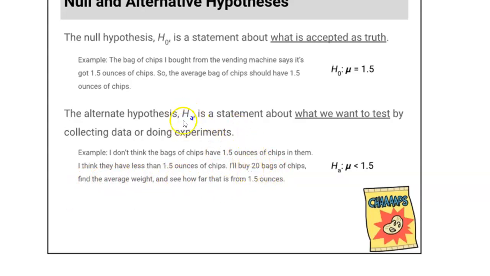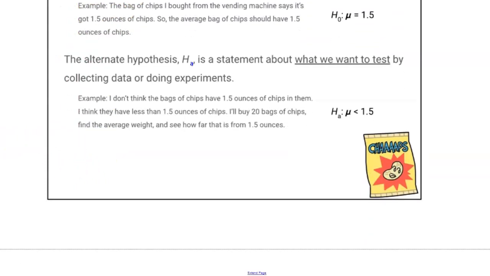Notice that when I'm trying to test a null hypothesis against an alternative hypothesis, I need to collect some sort of data or do some sort of experiment. That data is going to be my evidence, and I'm going to try to use that evidence to say, I believe that the alternative hypothesis makes more sense, or I believe that the null hypothesis makes more sense. In other words, I'm either going to reject the null hypothesis, I'm going to say, no, there's no way that this could happen, or I'm going to fail to reject the null hypothesis. My evidence isn't going to be strong enough to get rid of this. So that's an example using chips.